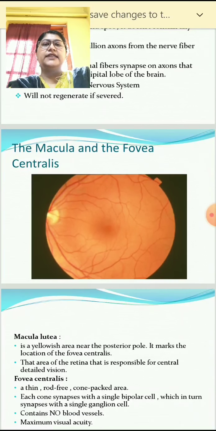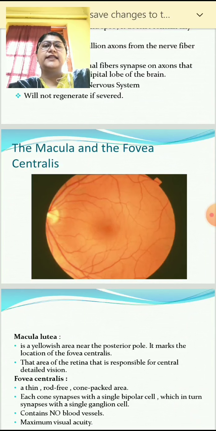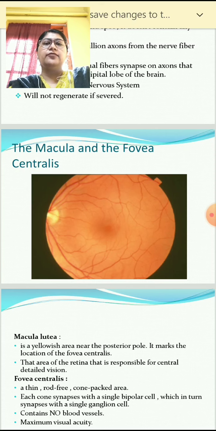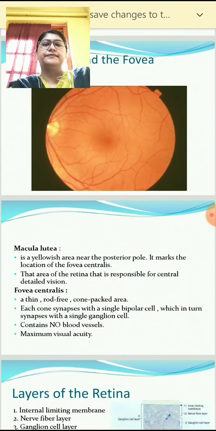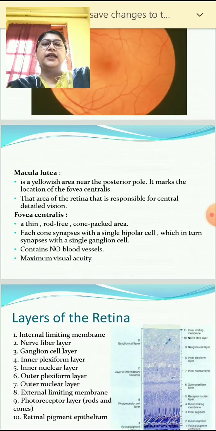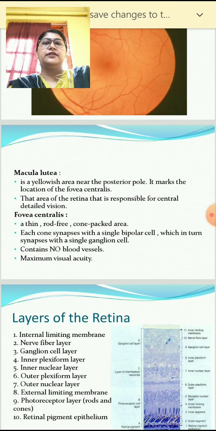Here you can see the macula and the fovea centralis. At the center you can see a pigmented area. This is the macula, and the center of the macula is the fovea centralis. It is a depression. What is macula lutea? It is a yellowish area near the posterior pole. It marks the location of the fovea centralis. This area is responsible for central detailed vision. This is very important. This area is responsible for central detailed vision.